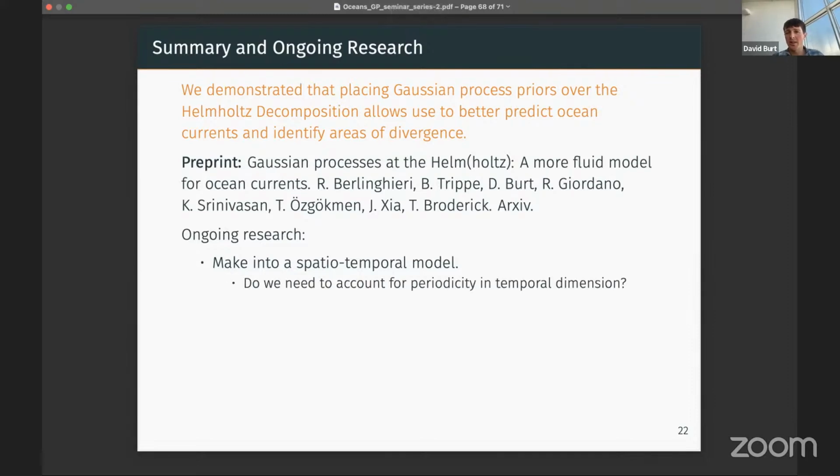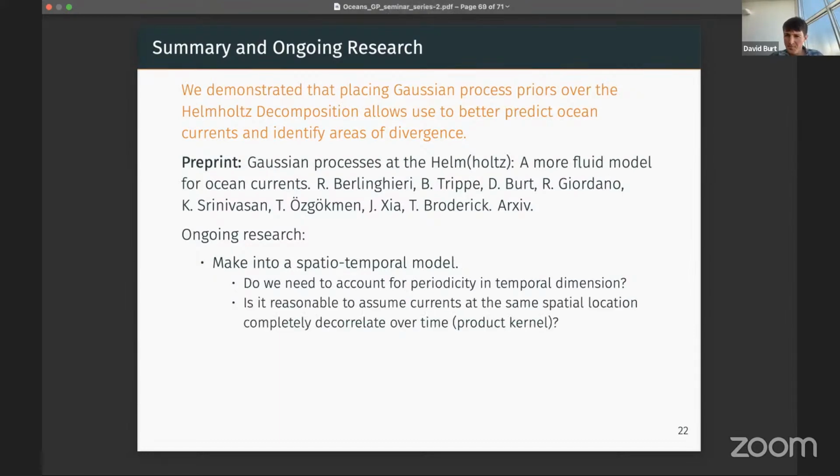In particular, do we need to account for things like periodicity in the temporal dimension, and if so, over what scales? Also, is it reasonable to assume that currents at the same spatial location completely decorrelate over time and do something like a product kernel? Or is there some additive part that we need to take into account, or some more complicated interaction between space and time we need to account for?